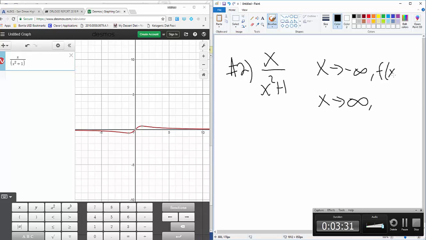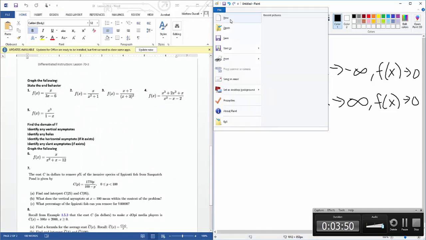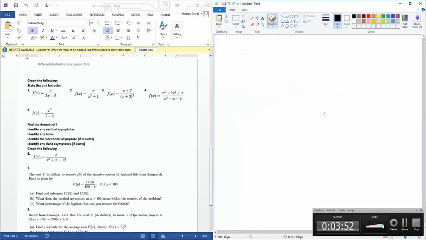From there, it seems like my y's are going to 0, which is the horizontal asymptote. And you can even verify it because the denominator has the largest degree, so therefore it's going to be y equals 0 for my horizontal asymptote. So you just do that over and over and over again.